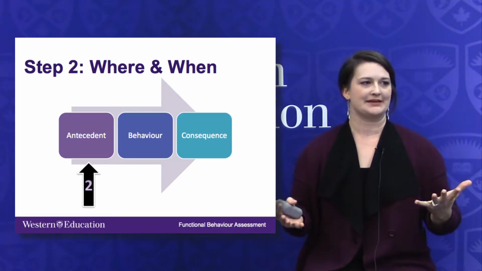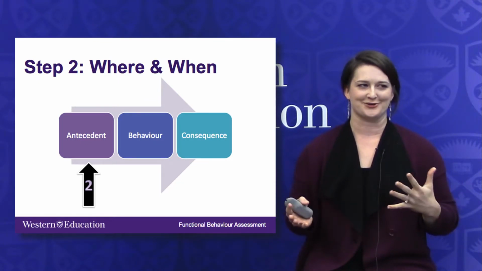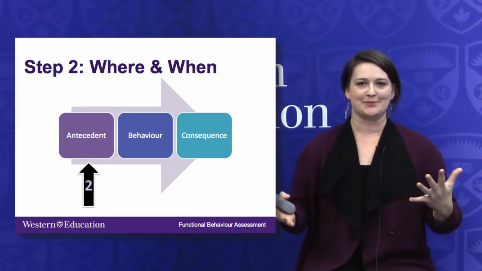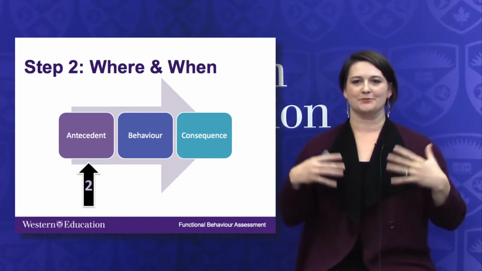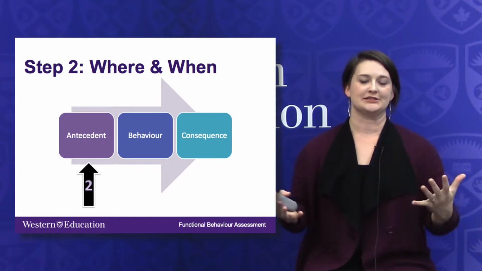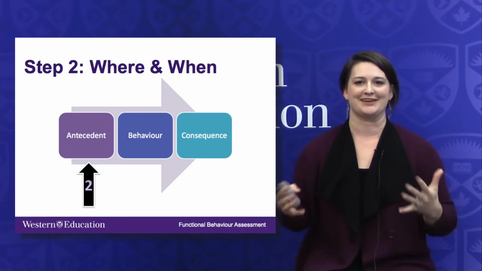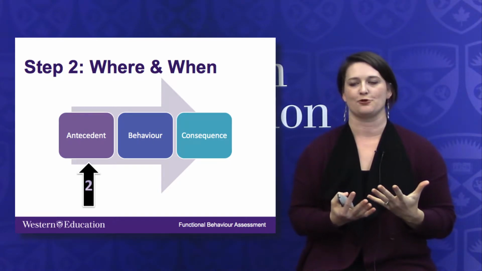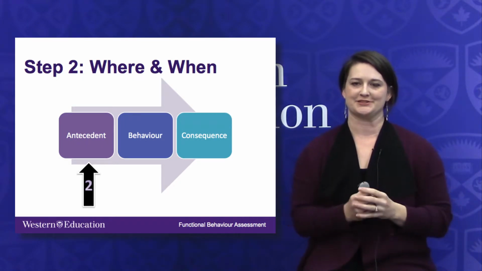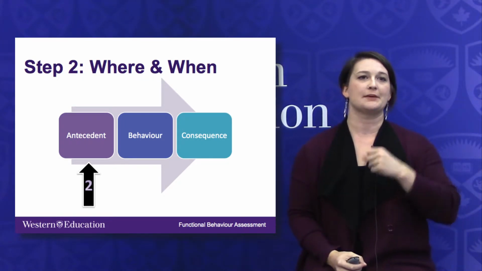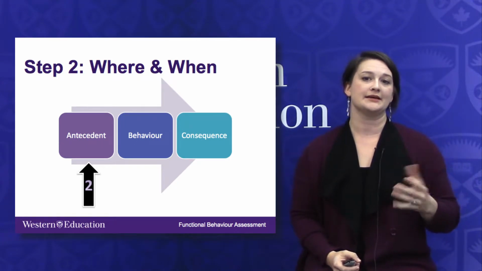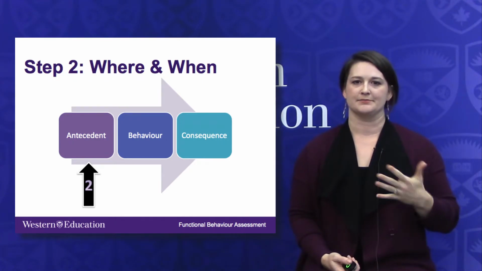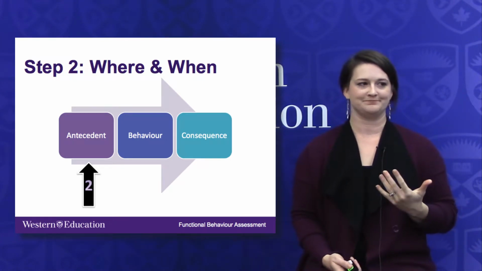The second step is where and when the behavior occurs. These are our antecedents. So this is the A part of behavior. We want to know under what conditions, what context does that behavior occur. An antecedent is something that comes directly before a behavior. It precedes the response, and it can be something in the environment, a stimulus, a person, an item, an object that comes immediately before the behavior.